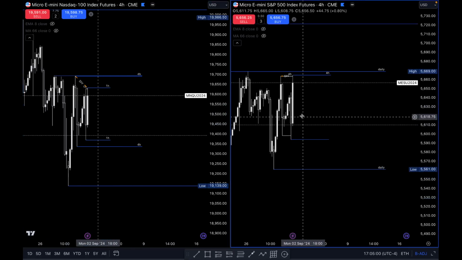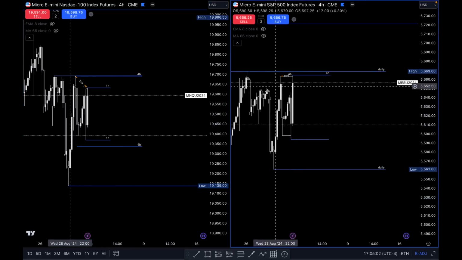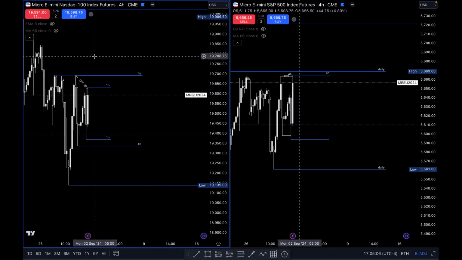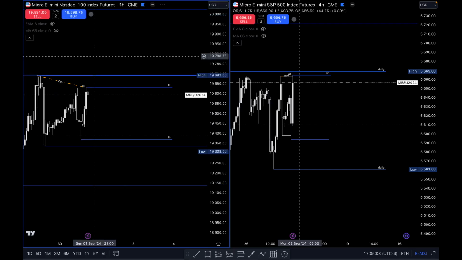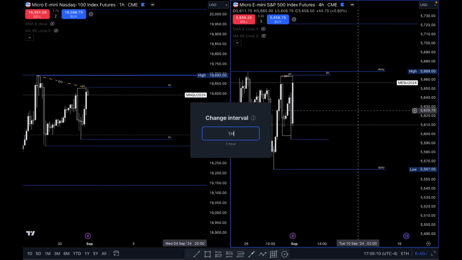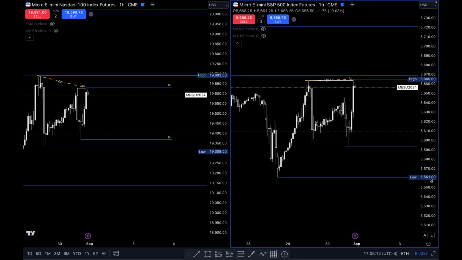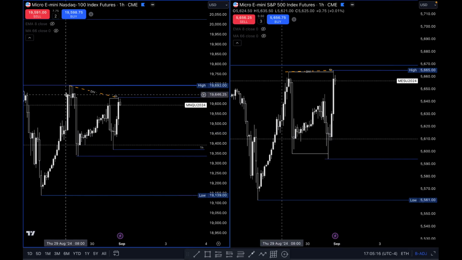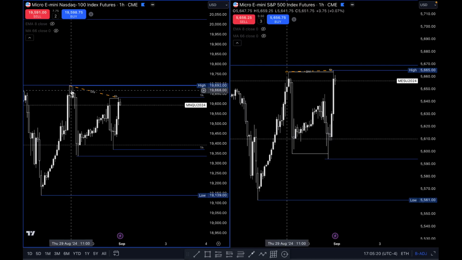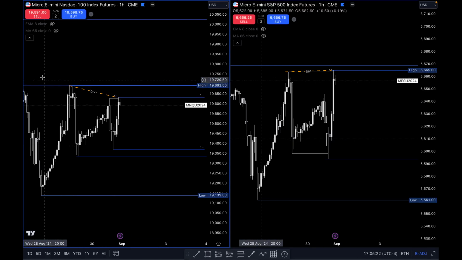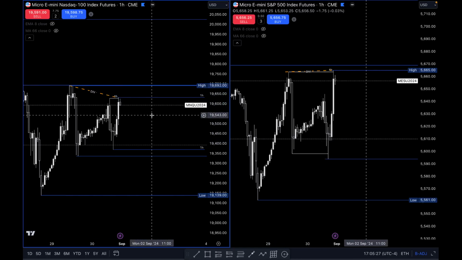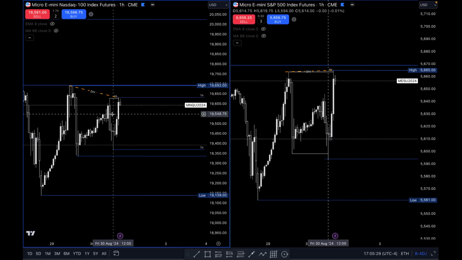And then you can see on ES, we have something kind of similar, but the only thing different mainly is this high. Let me go down to the 1 hour actually, it'll be a little bit clearer. So as you can see, we have this high between both assets that has been taken on ES but not on NQ. So now we have a bearish divergence that has been formed because of that.